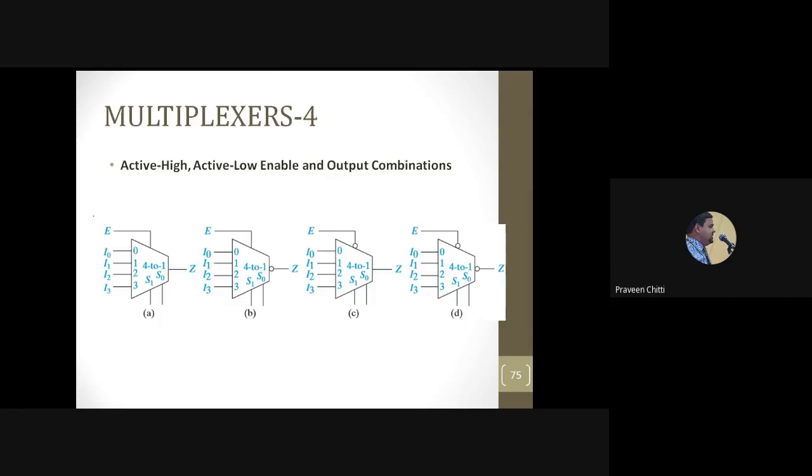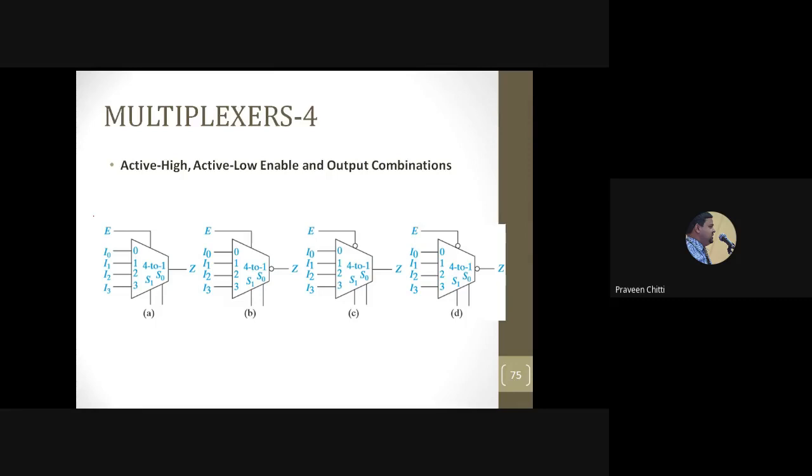You got my point, Sahil? Yes, sir. Positive logic means what? The normal logic. 0 is considered as off, 1 is considered as on. Whereas negative logic means what? 0 is considered as on, and 1 is considered as off. I hope it is clear now. Active high and active low, right? So the only thing is the way you are enabling is different.